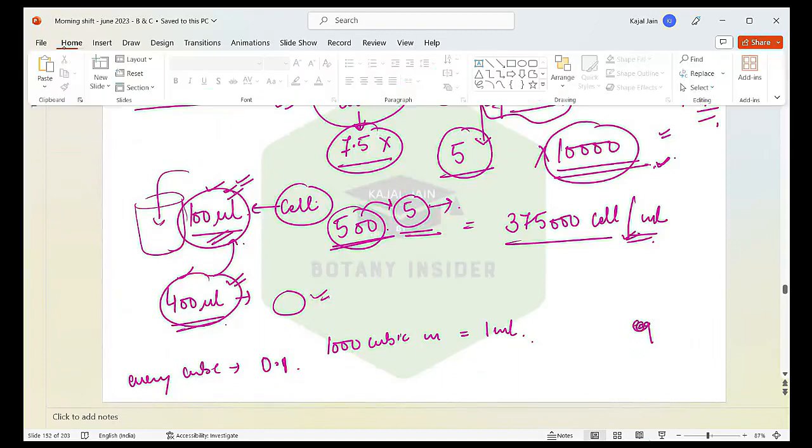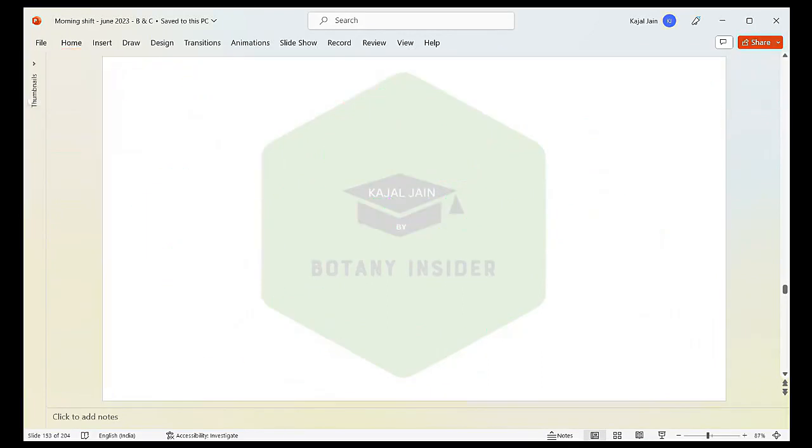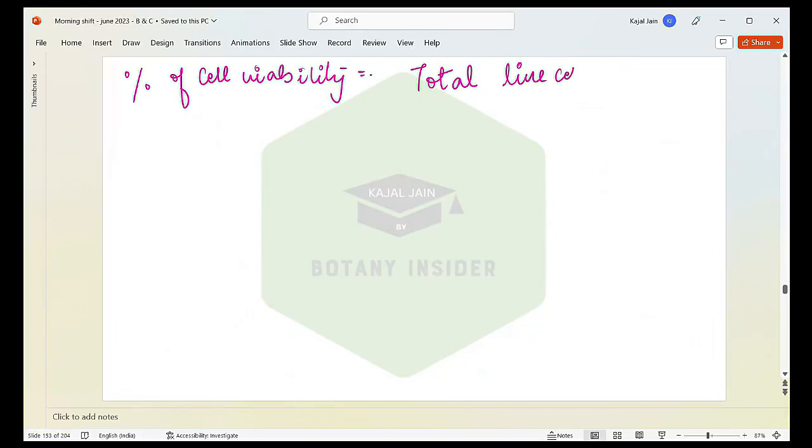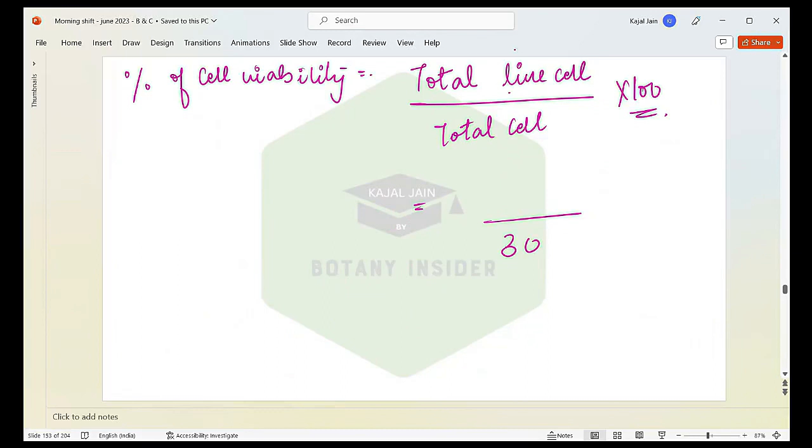Now the second part of the question is to find out the percentage of the cell viability. Viability means the percentage of alive cells among the total cells that we need to find out. So percentage of the cell viability is the total live cells divided by the total cells multiplied by 100, because we have to calculate the percentage. Total cells we have are 30.